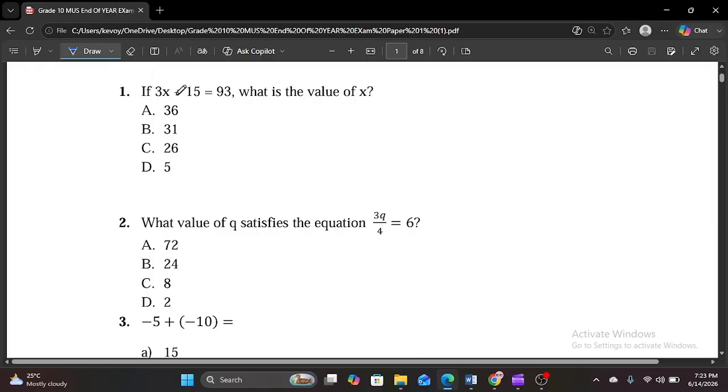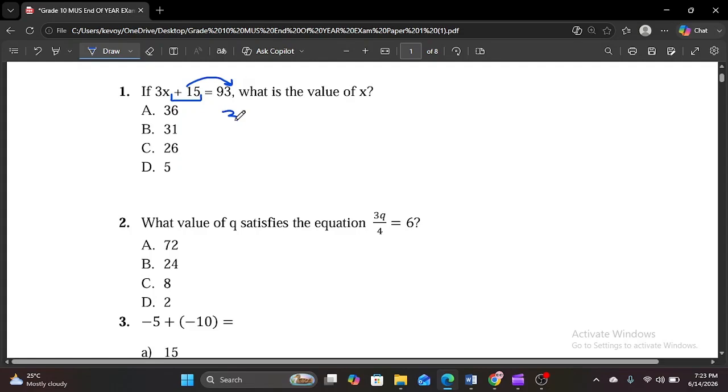What if 3x plus 15 is equal to 93? What is the value of x? So this is solving a linear equation. The first thing that we normally do is move this term right here. Whatever is being added or subtracted, move it over to this side. The number remains the same, the sign changes to the opposite, or the operation changes to the opposite.